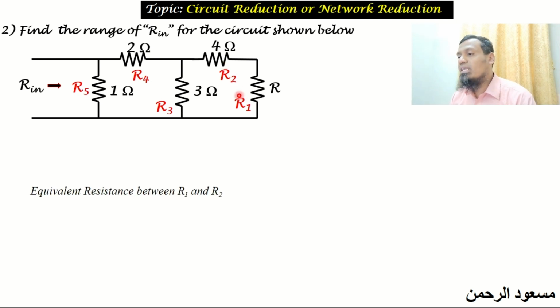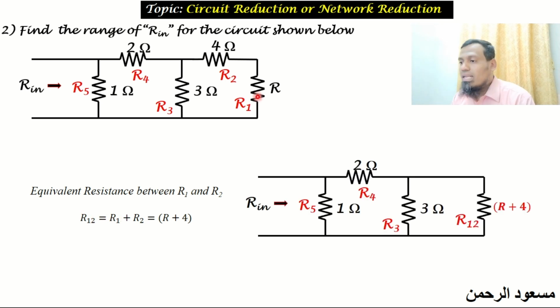The equivalent resistance between R1 and R2. You may ask why the solution is starting with this resistance; it is because we are seeing the network from this point. So we have to start the network reduction from this point. Between the resistances R1 and R2, the equivalent resistance we can find to be R12. R12 will be the addition of these two resistances, because those two are connected in series. So R12 equals R1 plus R2, and it is R plus 4. Now we can redraw the network by combining these two. So let me take this reduced network to another slide.